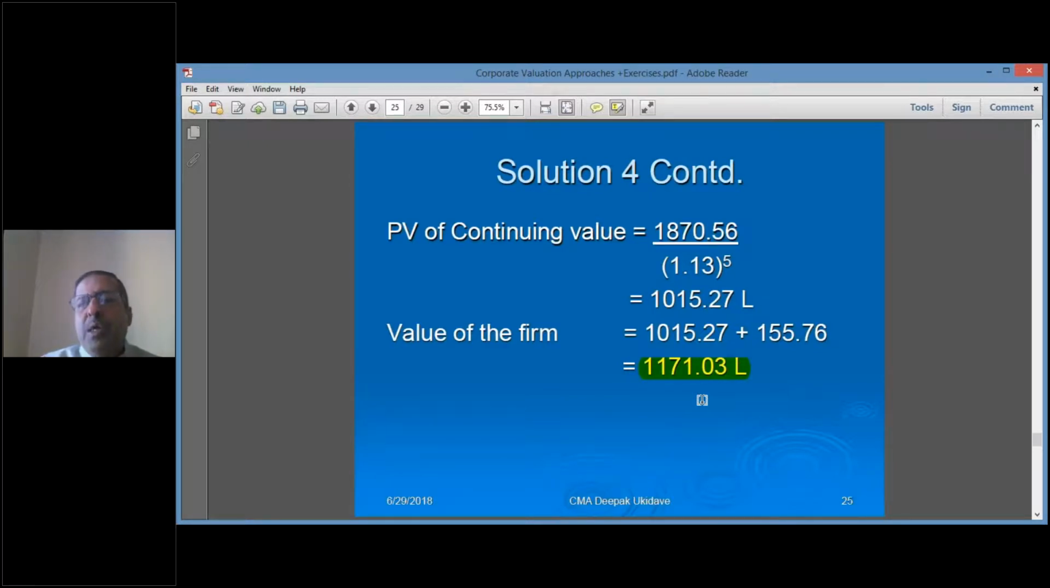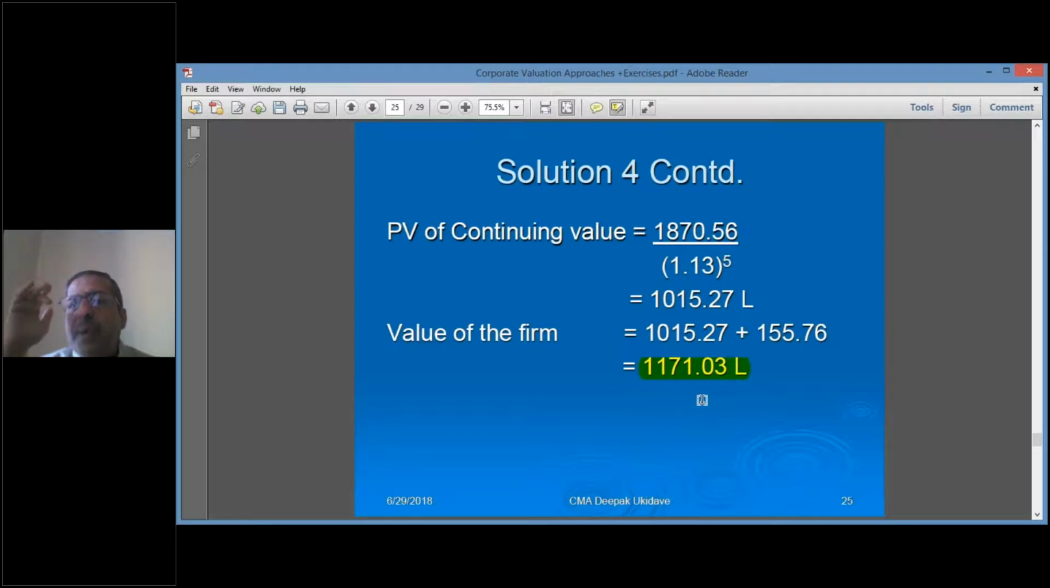Calculate करके देखो. ये PV of continuing value, आपका कंटिन्यूइंग वैल्यू आया था 1870.56, उसको डिवाइड बाय 1.13 टू द पावर 5. कैलकुलेटर लेके ही बैठो, आज के और कल के क्लास में कैलकुलेटर जरूर लगेगा, बिकॉज वी आर ऑन बिजनेस वैल्यूएशन. कल परफॉर्मेंस मैनेजमेंट में ज्यादा जरूरत नहीं पड़ी, पर आज और कल लगेगा.